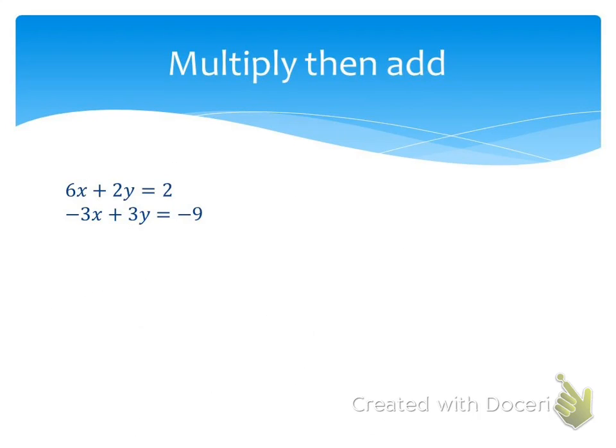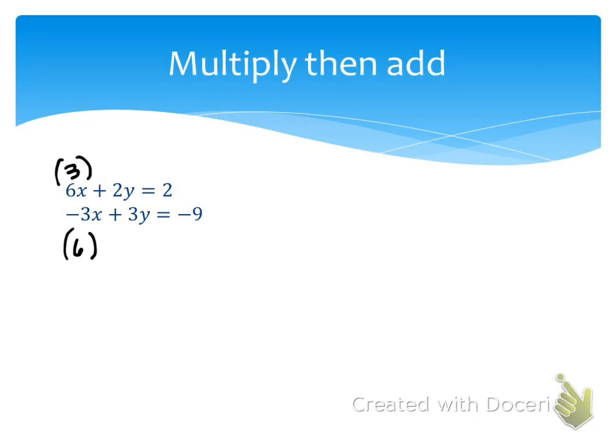I want you guys to do this one on your own. Tyler, what should I do first? You should find a way to make two numbers cancel out. Okay, find a way to make two numbers cancel out. Perfect. What am I going to do to make those two numbers cancel out? Multiply the 6 by 3, and then the negative 3 by 6.